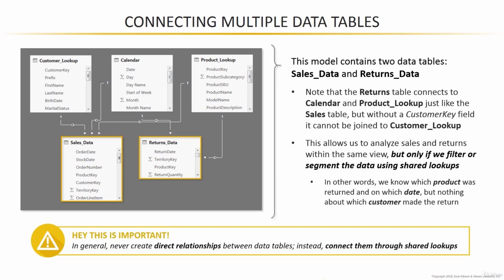So what we're going to do now is jump back into Power BI. We actually have that returns CSV file that we're going to load up, and then we're going to wire it into our model, creating relationships just like the ones you see here.